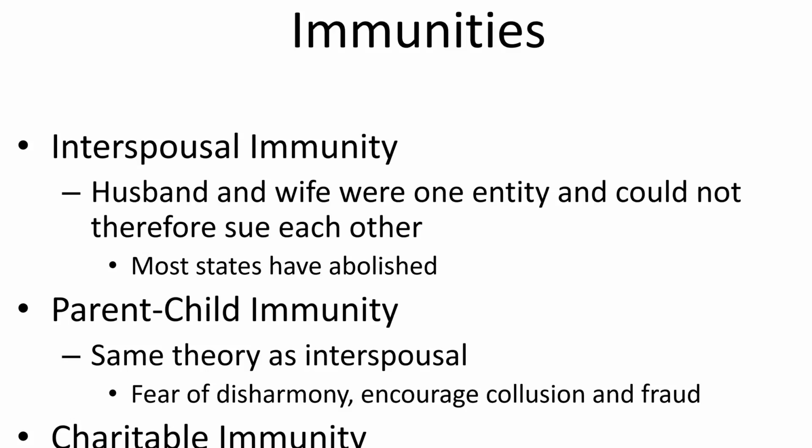Under the parent-child immunity, it was the same theory as the interspousal. Proponents of parent-child immunity said that we're fearful that allowing a parent to sue their child or a child to sue their parent would encourage disharmony, collusion, and fraud, and disrupt the family unit. But parent-child immunity has been abolished pretty much in all states.